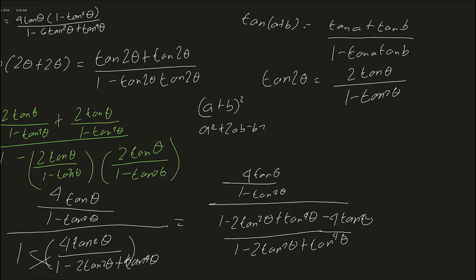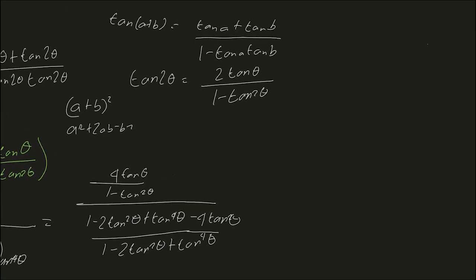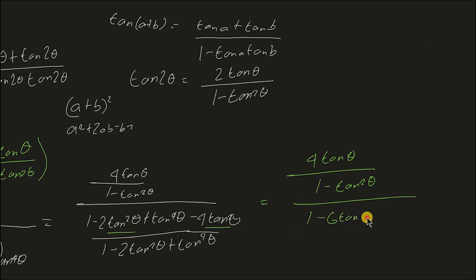Alright. Let's simplify this further. Simplifying this, itong numerator natin, that will stay the same. 4 tangent theta over 1 minus tangent squared theta. Itong numerator natin may mga like terms. Ito and ito. So we can simplify that. 1 minus 6 tangent squared theta because negative 2 minus 4 is negative 6 plus tangent raised to 4 theta over sa ating denominator.